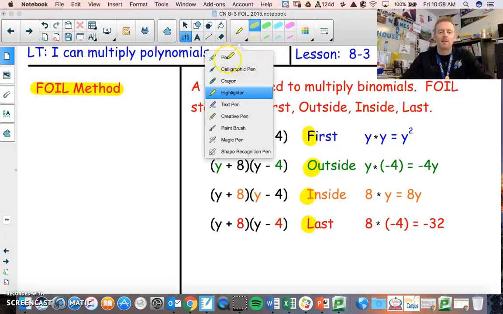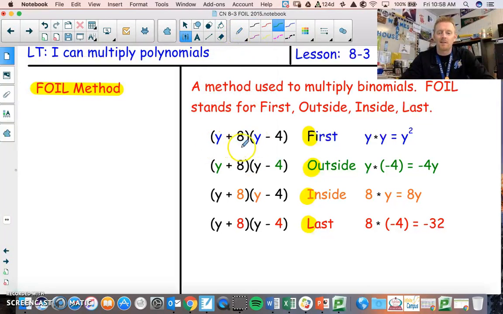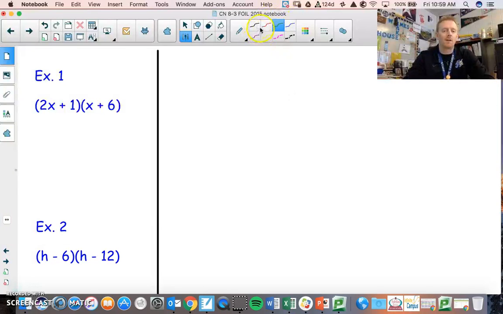So in the specific example you see here, it's color coded. My firsts get multiplied by my firsts, my outsides get multiplied by the outsides, and the insides get multiplied together, and then the lasts, so the second number of both terms. And what you end up doing is just giving yourself a process here to multiply two binomials together. All right, so here's what the first example is going to look like. I'll try to color code things for us as well.